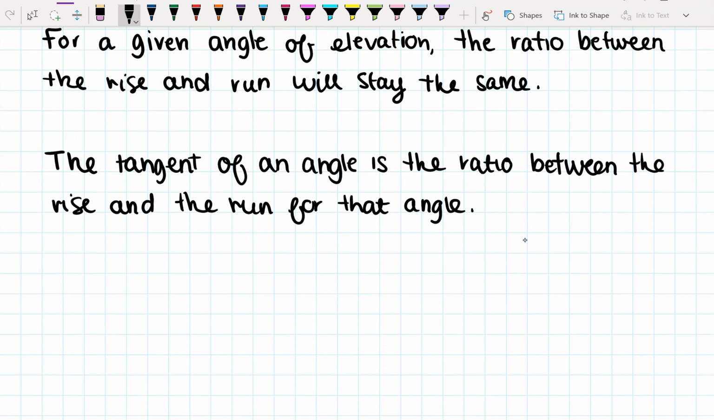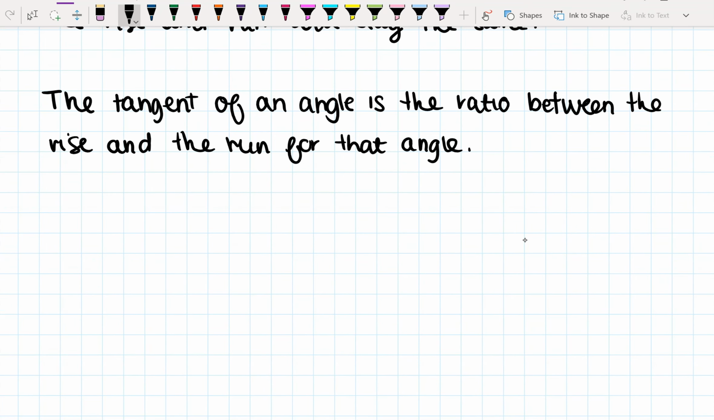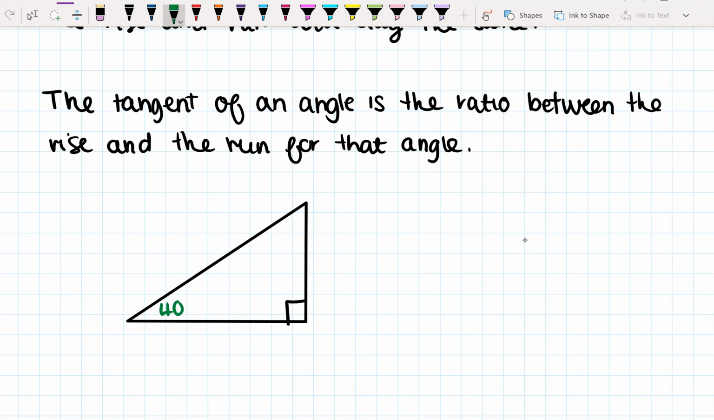Okay. Now, obviously, we're going to look at how to calculate this. So let's start with a triangle. Okay, so we have a triangle here, almost. And in this particular triangle, I'm going to say that the angle of elevation is 40 degrees. Okay, so that angle there is 40 degrees. And let's say that the rise is what we want to calculate, and the run is 10 meters.